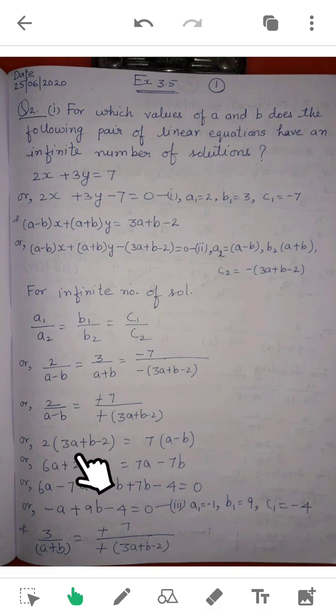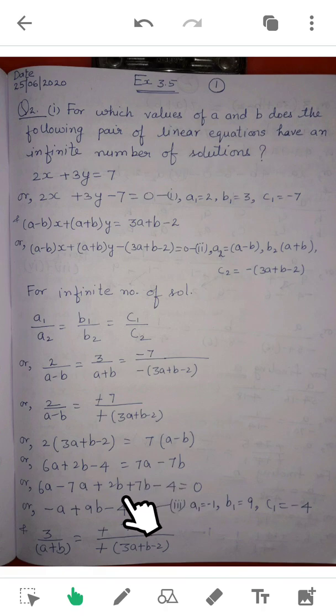2 multiplied by minus 2, it is minus 4. Now again we will open the bracket. 7 when multiplied by a becomes 7a. Then again this 7 when multiplied by b becomes 7b. As here it is a negative sign, we have to put this negative sign here.